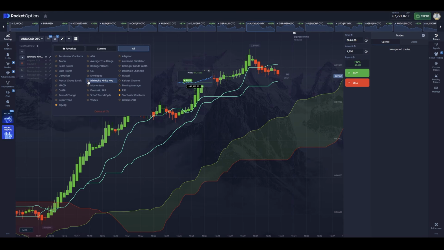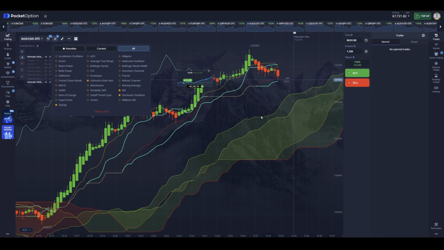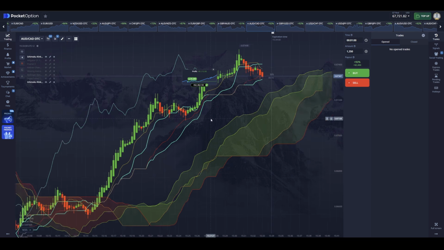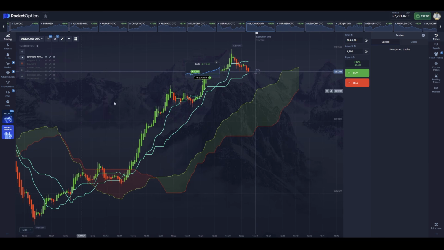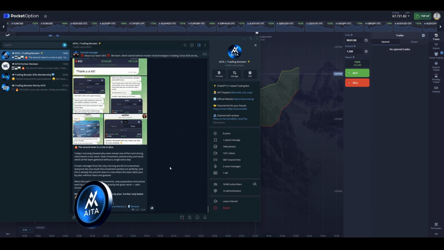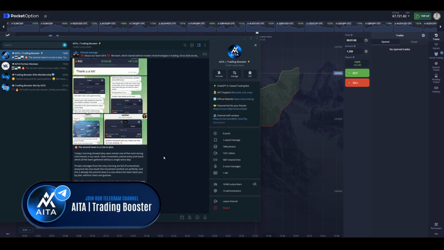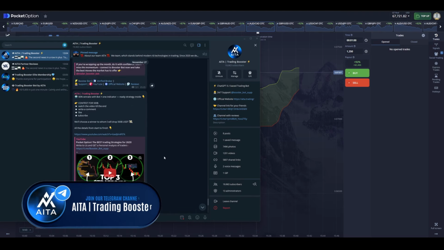This is actually pretty simple and straightforward. We need the Ichimoku indicator for this strategy. Add it to your trading platform, and you'll immediately notice that its default settings are completely different from what we need. To set it up properly and get the most out of it, you need to go to our Telegram channel right now and grab the ready-made settings from there.